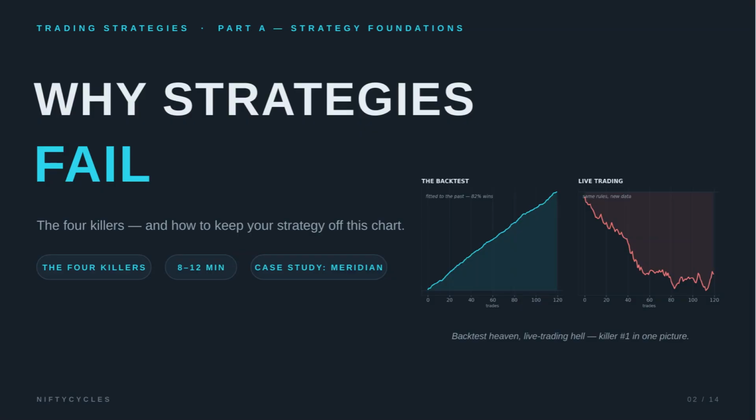In What is a Trading Edge, we defined an edge: positive expectancy, repeated. So if edges exist, why do 90% of traders lose? This is the answer. Four killers, each one shown with real numbers on MERIDIAN. And at the end, the checklist that keeps your strategy off the autopsy table.